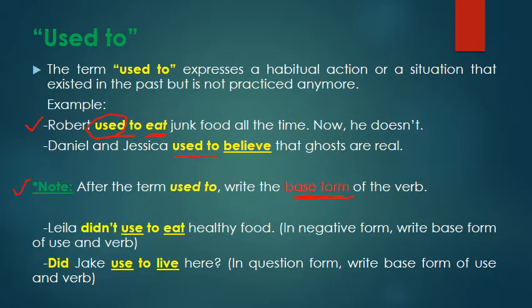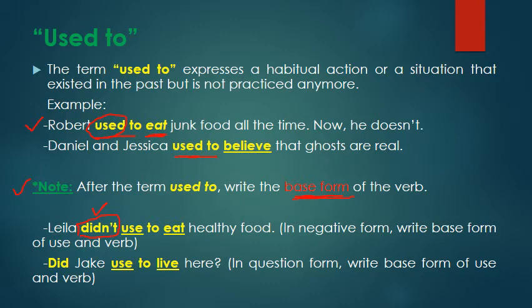Okay, again, I didn't used to ran for long distances. That's wrong. I didn't use to run. Layla didn't use to eat. Notice here, when you write it in the negative form, even the verb use goes back to base form. Layla didn't use to eat. We can't say Layla didn't used to eat, because there goes the past tense here. We can't write it more than once. Layla didn't use to eat healthy food.